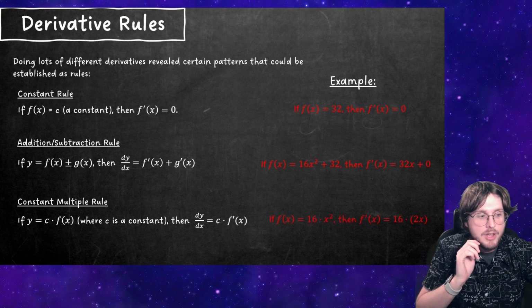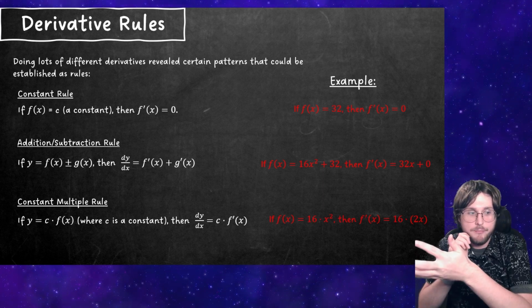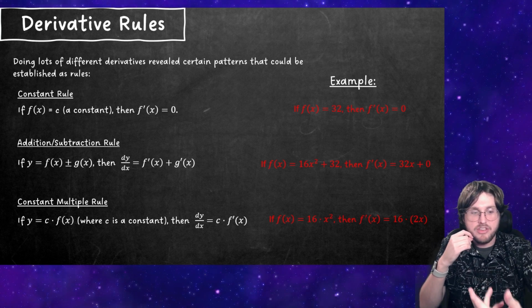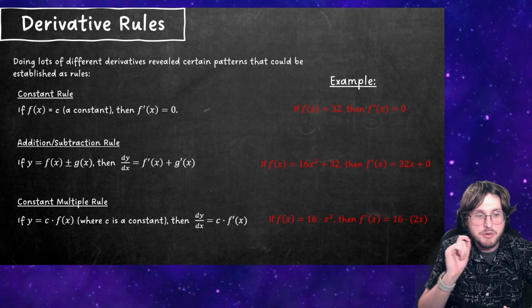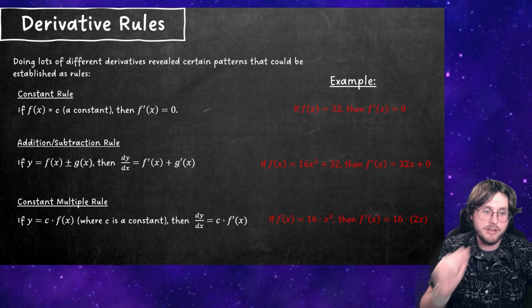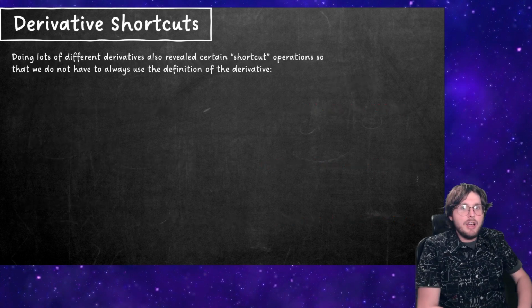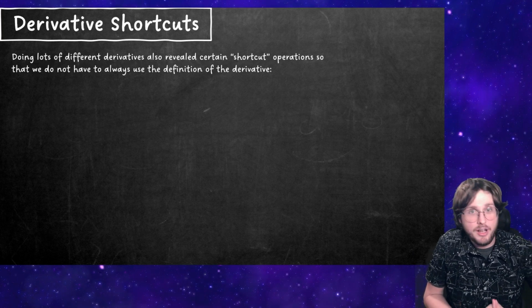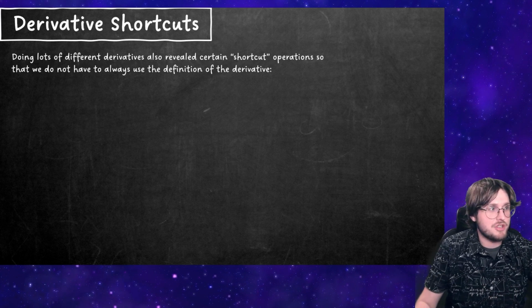So for example, say we have the function 16 times x squared. Then the derivative of that function is going to be 16 times 2x, where, as we're about to find, the derivative of the function x squared is 2x. Cool. Nice and handy. And while this was going on, people also started to pick up on shortcuts for derivatives of certain types or archetypes of functions.